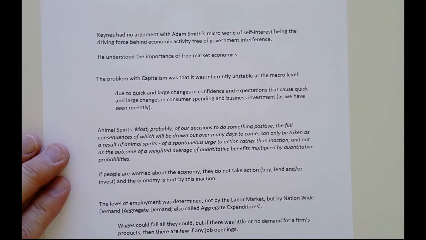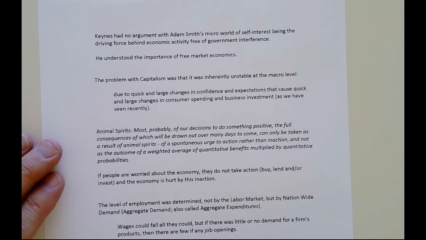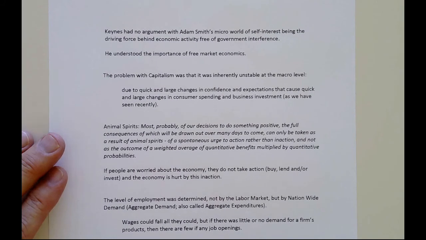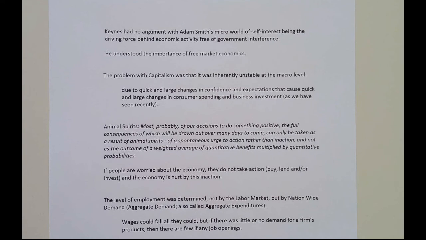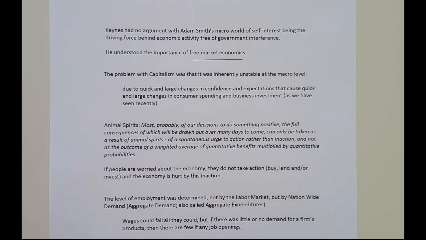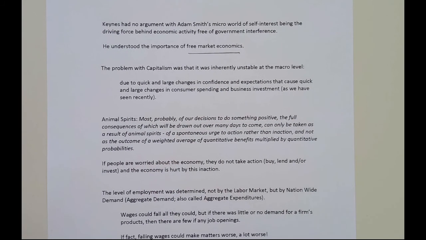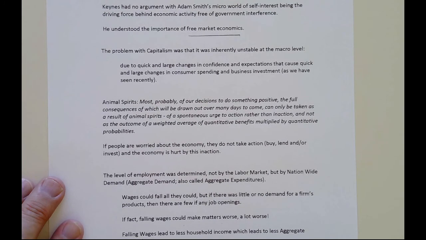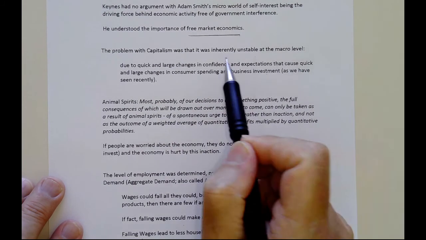So Keynes had no problem with Adam Smith's micro-world of self-interest and markets allocating resources effectively. He understood the importance of free market economics. Some people argue that Keynes was a socialist. He was not a socialist. He believed in private enterprise. He believed in the government staying out of the markets and letting the markets decide what we're going to produce, how we're going to produce, and for whom. He felt the problem with capitalism was that at the macro level, it was inherently unstable.